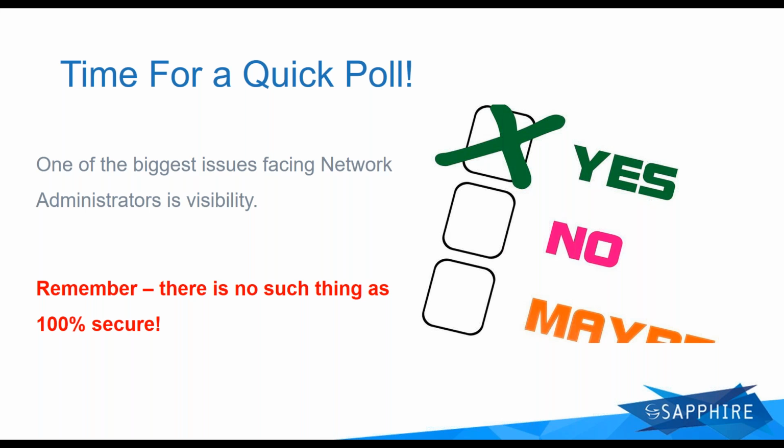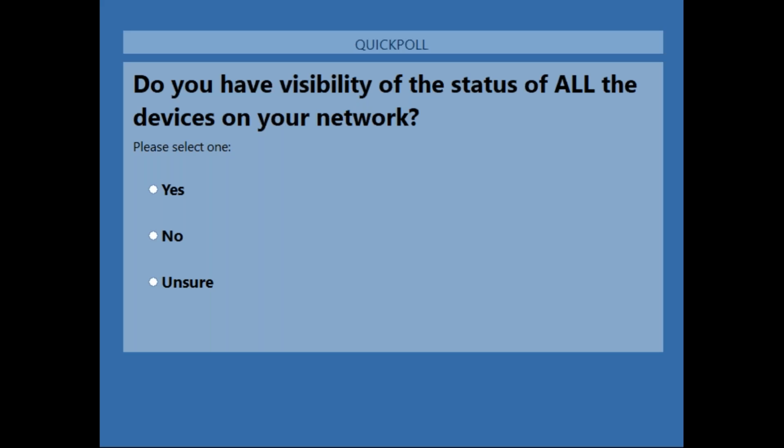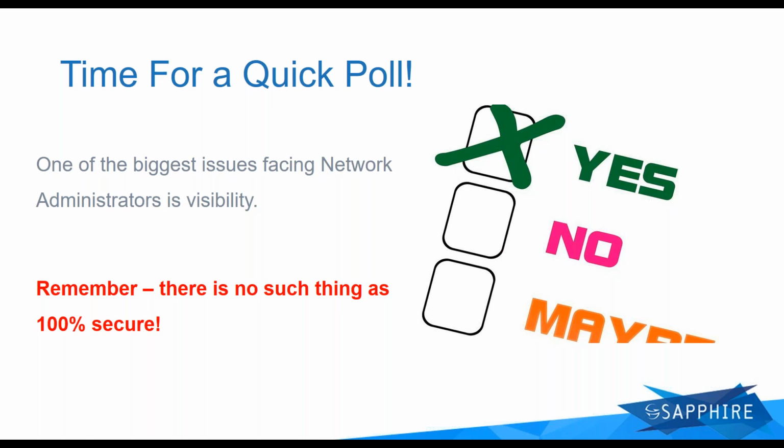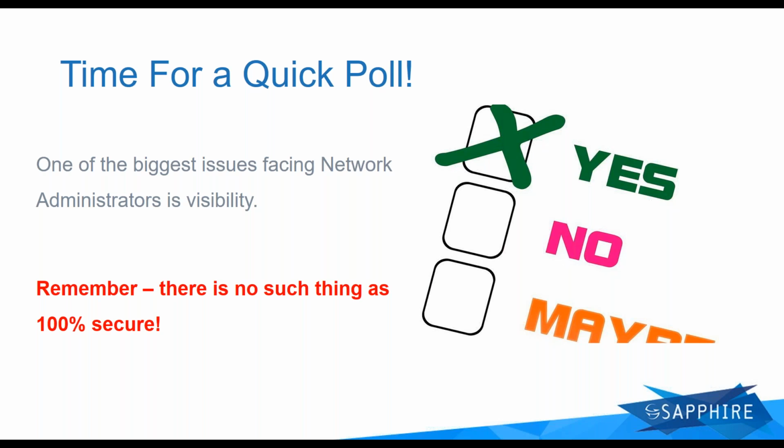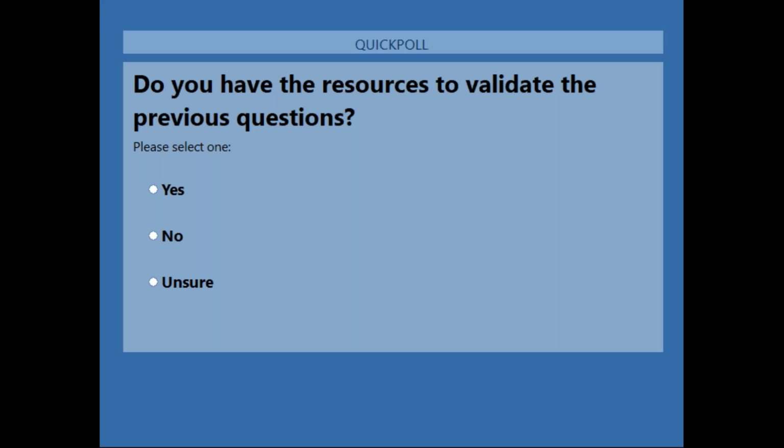So it could well be that, do you have visibility of your network of all devices? It could be that you know you do have some, but you don't have others, or you're just not in a position to know that information based on your job role. So do you have visibility of the status of all devices on your network? Thank you. And can you see what the devices on your network are actually doing? This is very much geared around network analysis. Thank you. The last question is, do you currently have the resources to validate the previous 2 questions?